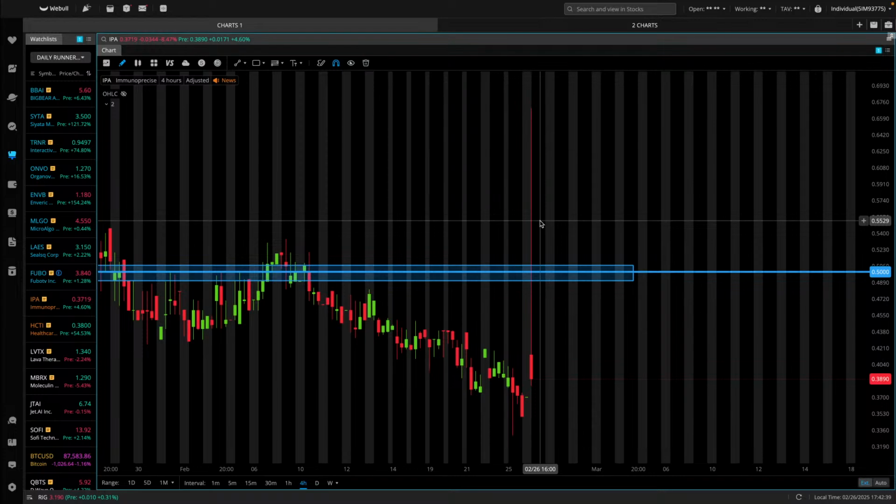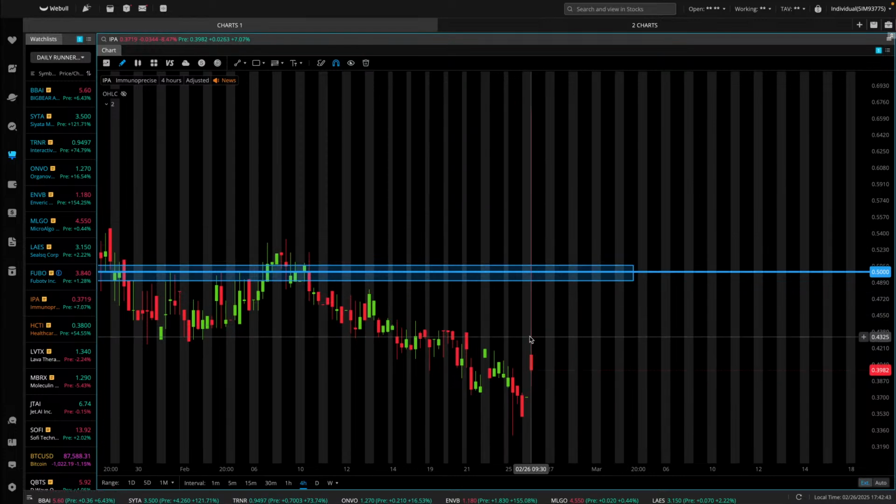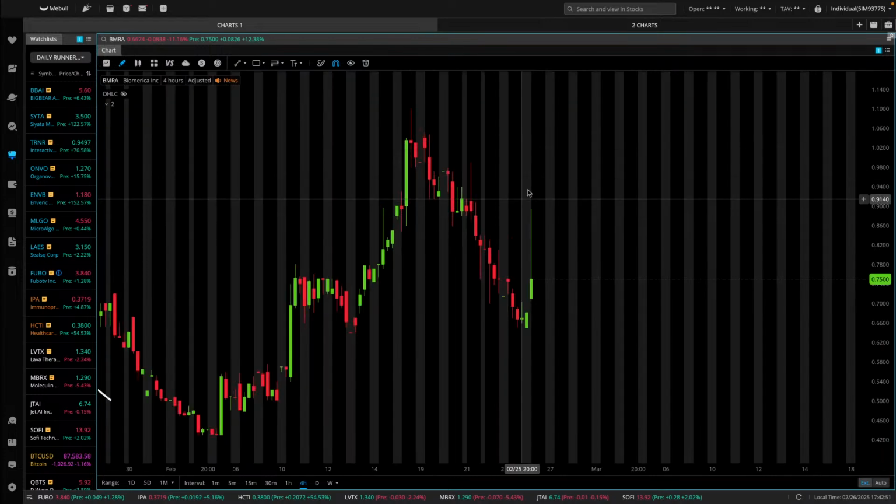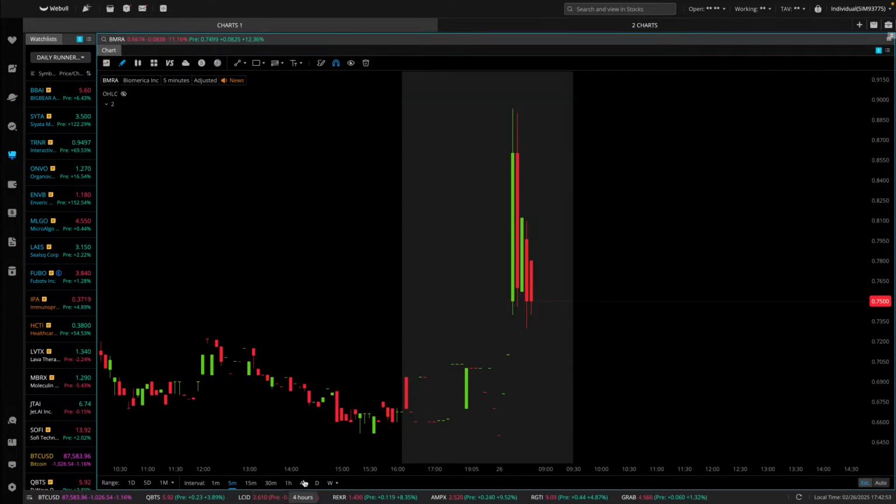IPA, there's nothing on it. Maybe a 5-minute candle close above 0.5, but right now it's bearish. I would remove this off your watch list. I personally wouldn't focus on this play now. I'm assuming you chased this because you saw it going up and you didn't have a stop loss. I hope that wasn't the case, but that's what I'm assuming happened.